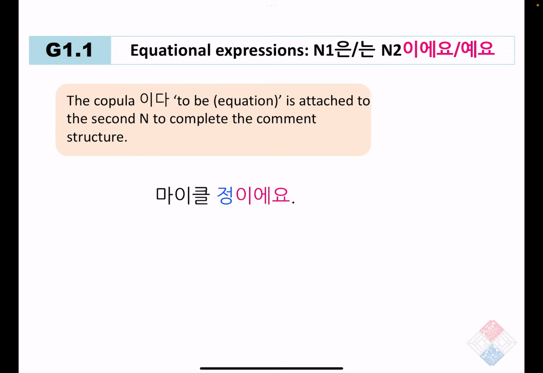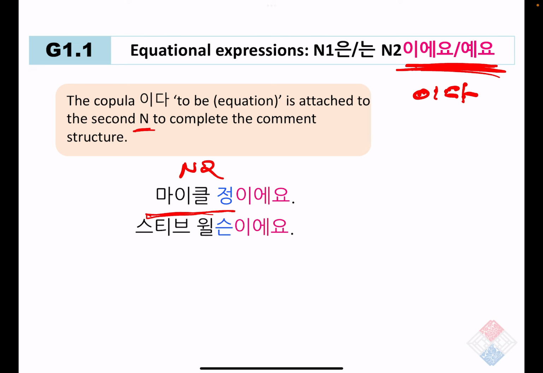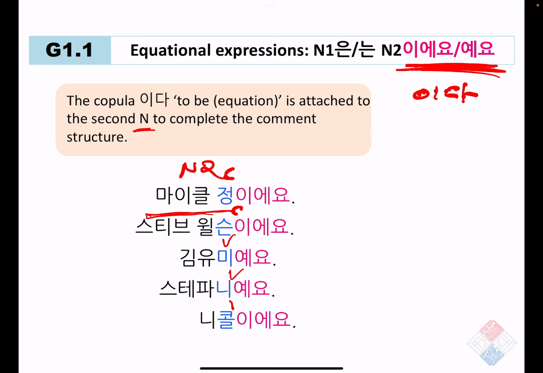The copula 이다, to be, is attached to the second noun. 이다 becomes 이에요 or 예요 to complete the equational structure. So in this case, 마이클 정 is a name, and it's noun 2. 마이클 정이에요. 스티브 윌슨이에요. Ends in a consonant, ends in a consonant. 김유미 ends in a vowel, 예요. 스테파니 ends in a vowel, 예요. 니콜 ends in a consonant, so it's going to be 이에요. Okay?